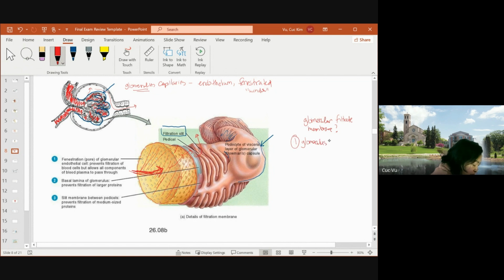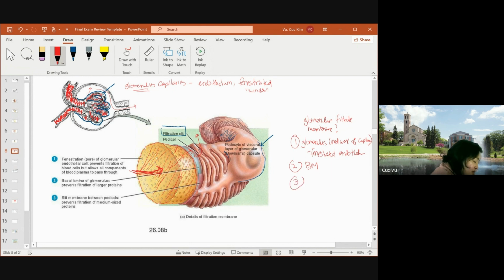Remember, the glomerulus is a network of capillaries. So it's going to move from the capillary, and the capillary has that fenestrated endothelium, so that is the first lining. Then it has to pass through the basement membrane, because all things have a thin layer that separates the different types of tissues.